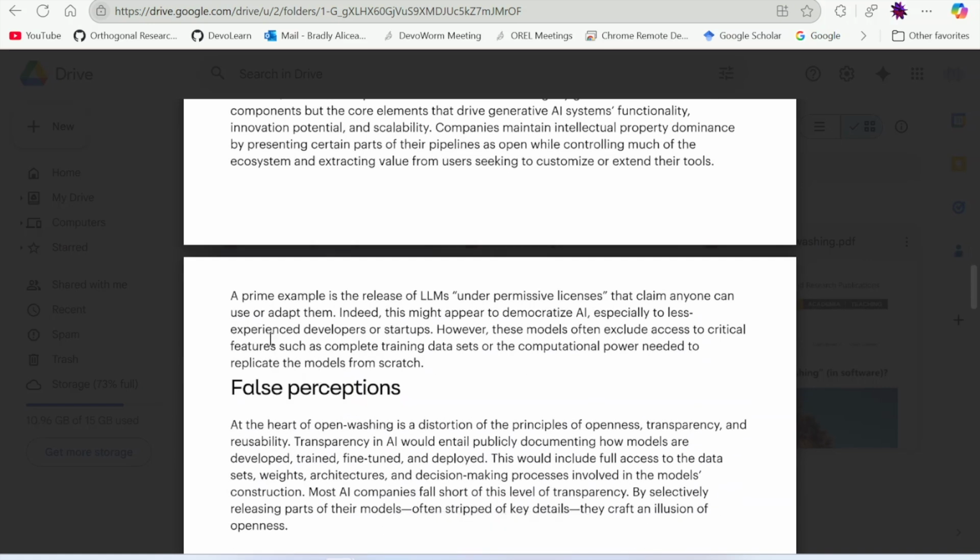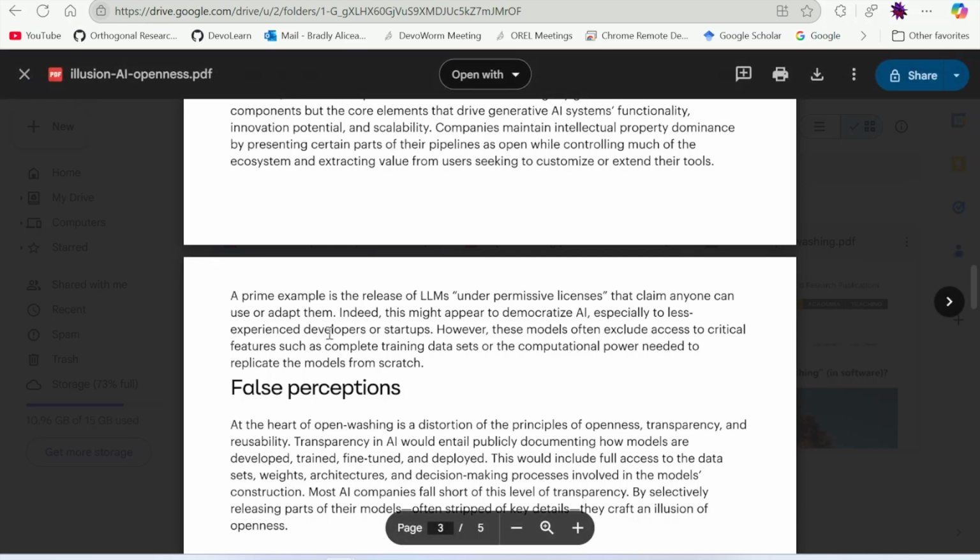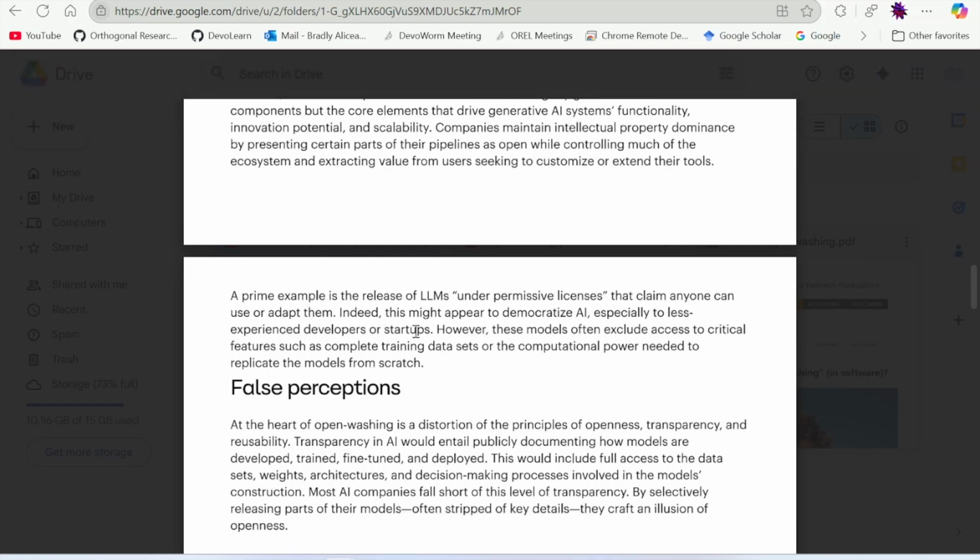One example of this is where large language models are released under permissive licenses that claim anyone can use or adapt them. Indeed, this may appear to democratize AI, especially to less experienced developers or startups. However, these models often exclude access to critical features, such as complete training datasets or the computational power needed to replicate the models from scratch.